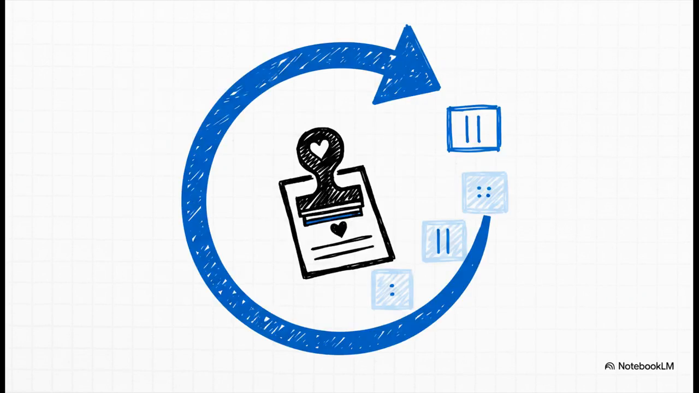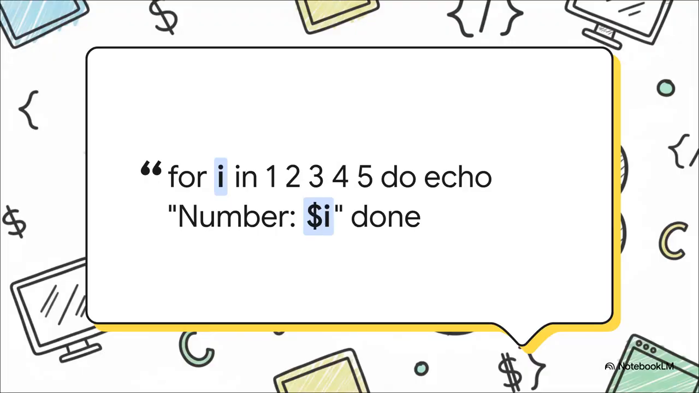Okay, but what if you need to do the same thing over and over and over again? Well, that is a perfect job for a loop, which, you guessed it, uses a variable to keep track of where it's at. This for loop is like an assembly line for automating repetition. It takes a list of items, in this case the numbers 1 through 5, and a temporary variable, which we're calling i. The loop then runs its code block once for every single item on that list. So the first time through, i is 1. The second time through, i becomes 2, and so on, all the way until it runs out of numbers.